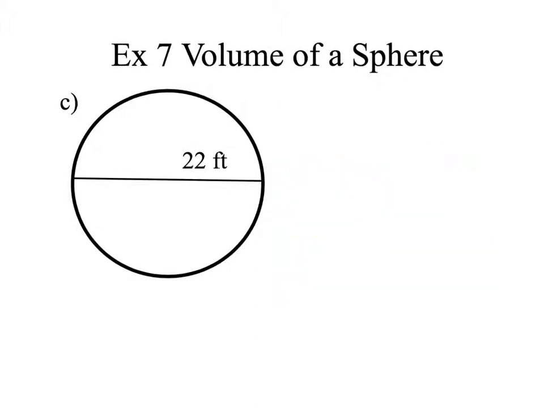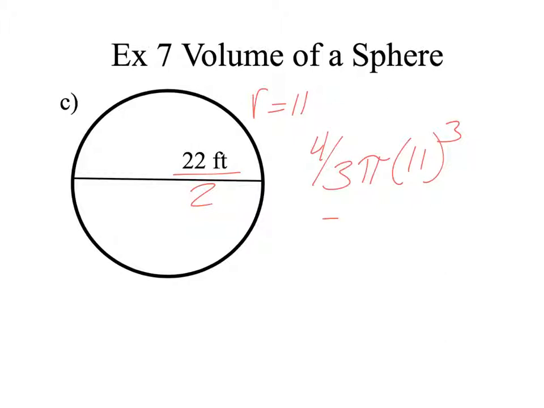Notice here I have my diameter, so I need to divide by 2 and get my radius of 11. So 4/3 times pi times 11 cubed. And I get 5,575.28 feet cubed.